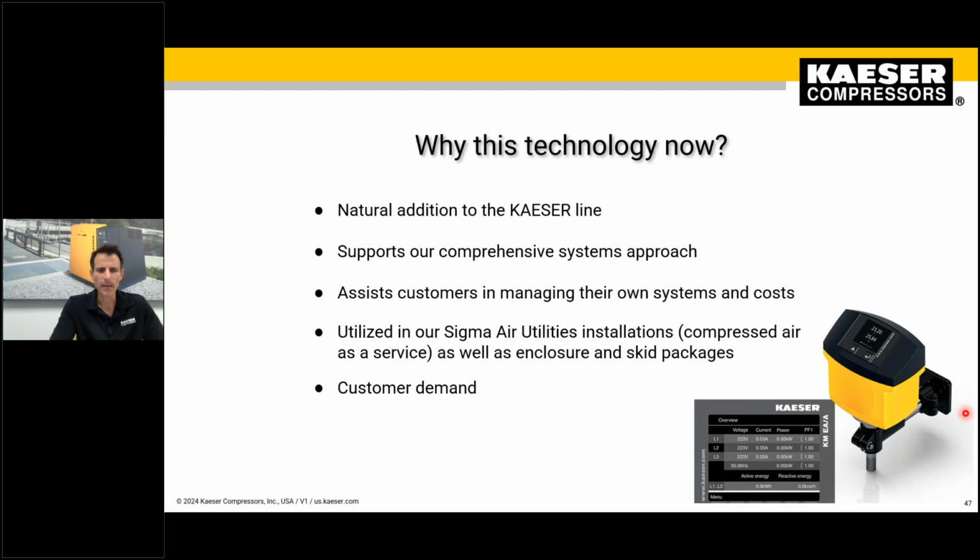air. So these kinds of sensors and this data, and the streaming of that data, really will help us pinpoint what customers really need in their system. It's going to help customers manage that compressed air asset and then hone in on what those costs are. We're using them today in our air over the fence applications, what we call Sigma Air Utilities, where Kaeser owns the equipment and then sells the compressed air by the cubic foot per minute. And we're also using them in our enclosures and skid builds as well.